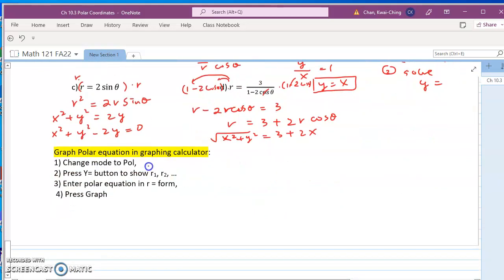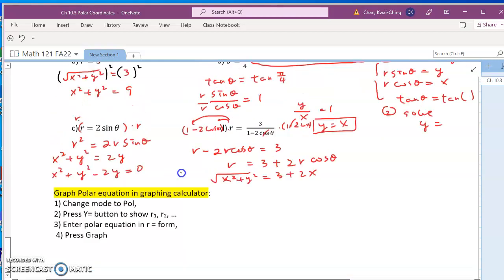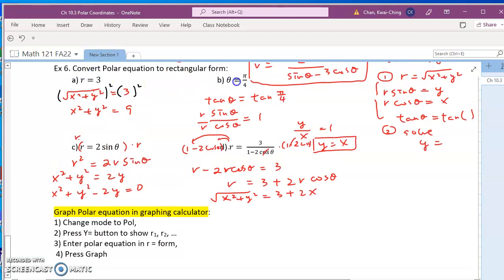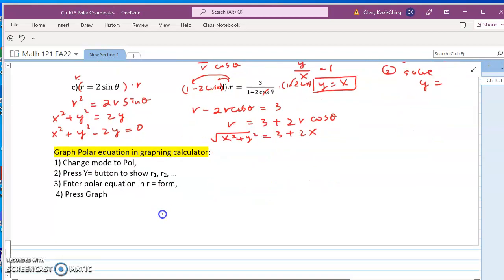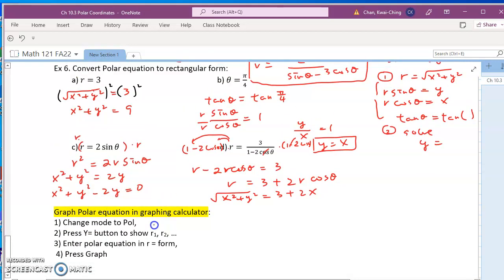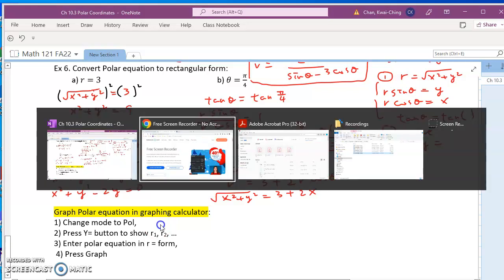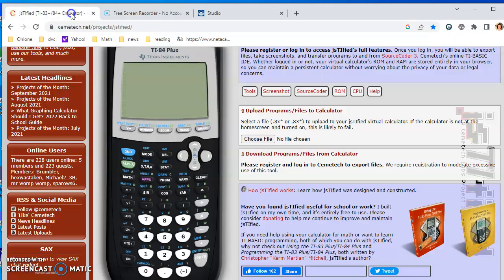So the last part is how to graph a polar equation in a graphing calculator. So there are all these, the theta one I can't graph, but A, C, and D I can graph in a graphing calculator to see what they look like. So let's see how to do it. So get your TI-84 out, and I have an online one here. Turn it on. Oh, clear this first.